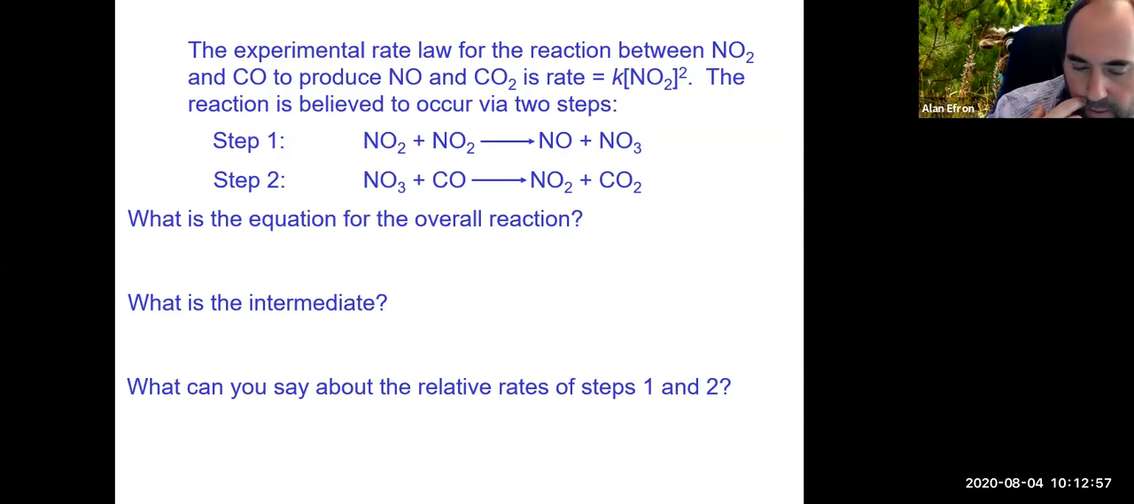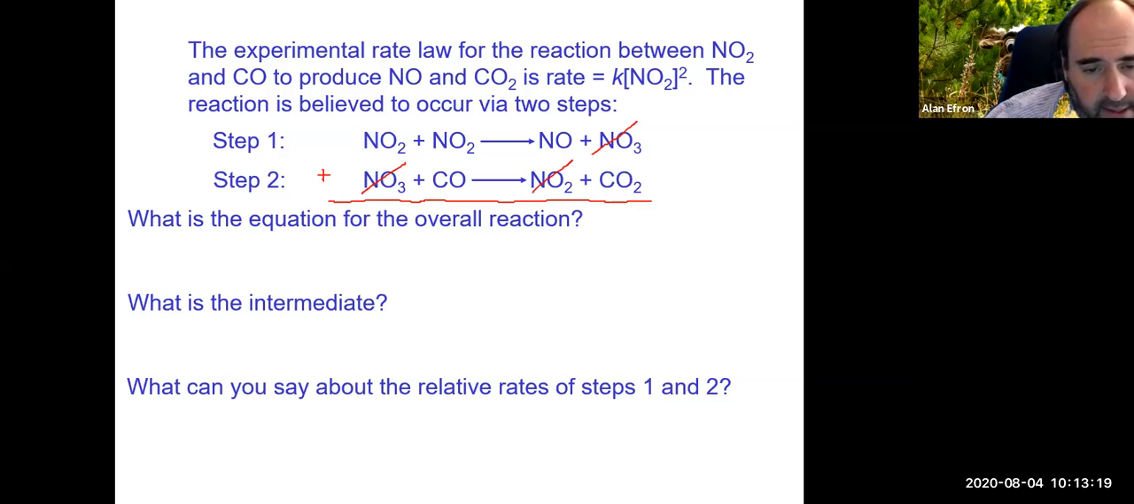So again here, what we can do is take both of these steps and add them together. And if we take both of these steps and add them together, we want to cancel out whatever's on opposite sides of the arrow that are the same. So NO3 here will cancel.